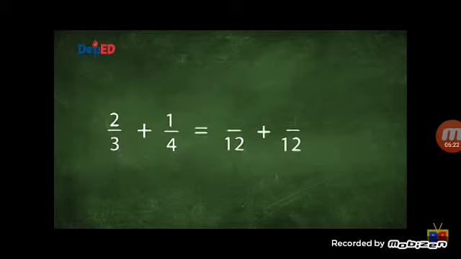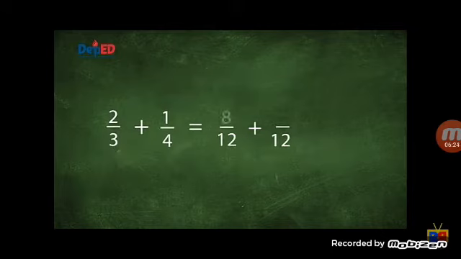Step 3. Add the numerators. 8 plus 3 equals 11. And copy the common denominator, 12. We have 11 twelfths. Reduce the answer to lowest term if possible by checking if there is a greatest common factor or GCF that can divide both the numerator and the denominator other than 1. Is it already in lowest term? Yes. 2/3 plus 1/4 equals 11 twelfths.